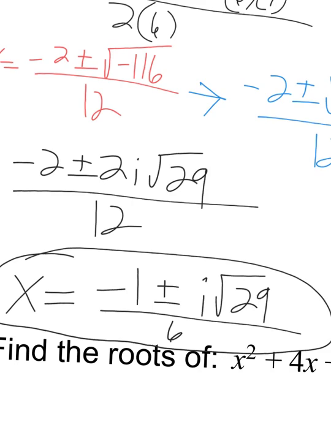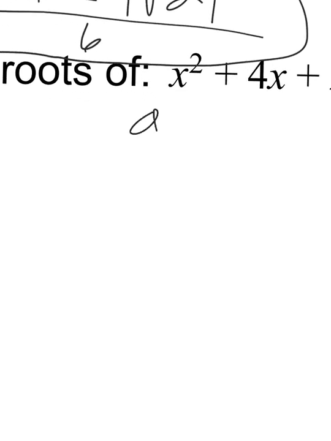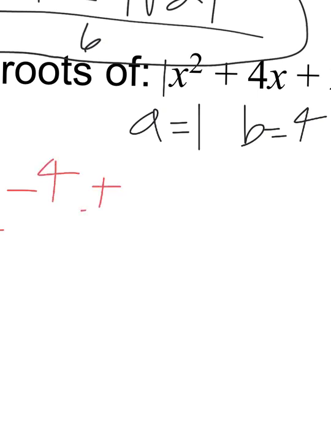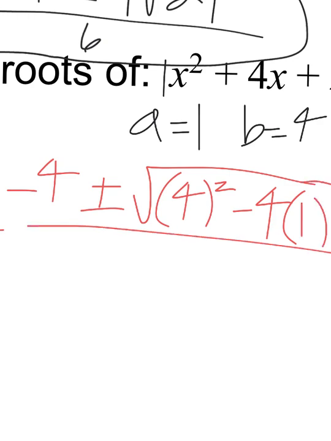Number 12, find the roots. So do the quadratic formula. So I have an a value of 1, I have 1x squared, a b value of 4, and a c value of 2. So x equals negative b, so negative 4, plus or minus the square root of b squared, so 4 squared, minus 4ac, so a is 1, c is 2, all over 2a, so 2 times 1.